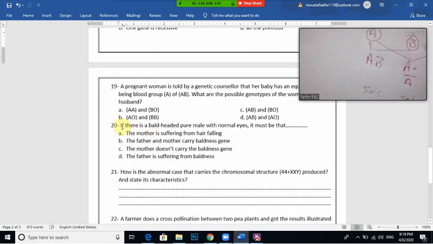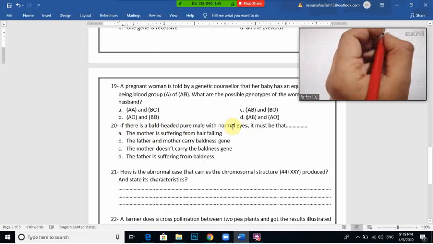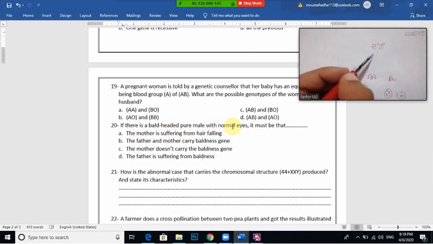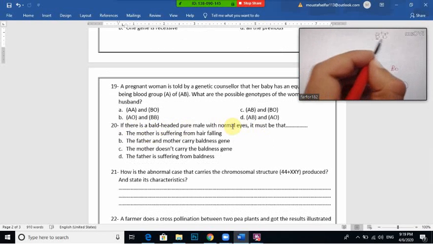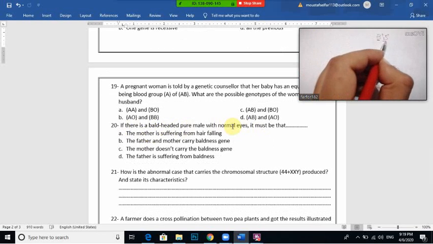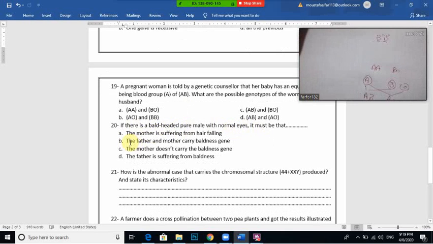Number 20, if there is a pure bald-headed male with normal eyes. Pure bald-headed means B plus B plus. So one of the genes he has inherited from his father and the other gene from his mother. So the answer will be that the father and the mother must both carry the baldness gene. So number 20 is B.